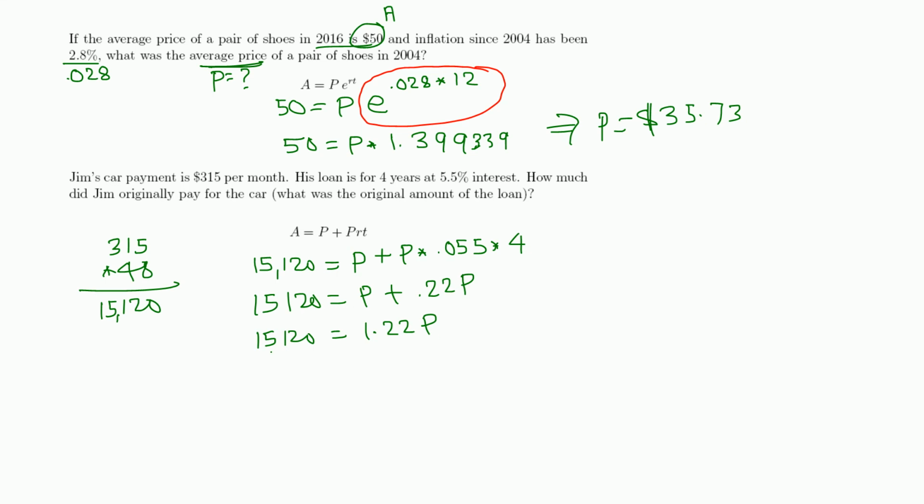Then now to get the P, we divide both sides by 1.22. So P equals 15,120 divided by 1.22. Now use your calculator. That gives you 12,393.44. So this is the original price of the car, but he paid that over 4 years, so he ended up paying 15,120 because he's paying $315 per month for 4 years. So that's the final answer.